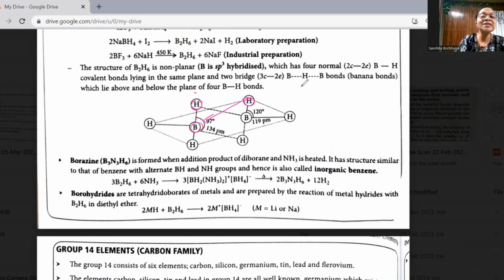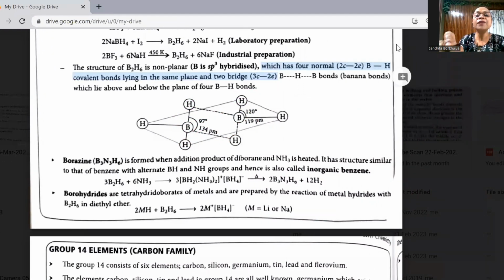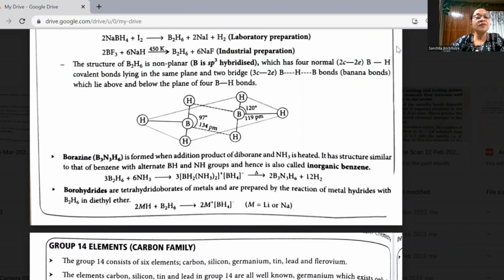So this is one 3-center 2-electron bond, and the other one is B, H, and the other H, which is transferring its electron into the empty orbital of boron. So we have the second 3-center 2-electron bond. So we have 4 normal 2-center 2-electron bonds, which are normal covalent bonds lying in the same plane, and we have 2 bridge bonds, which are the 3-center 2-electron bonds. So this is the structure of diborane.